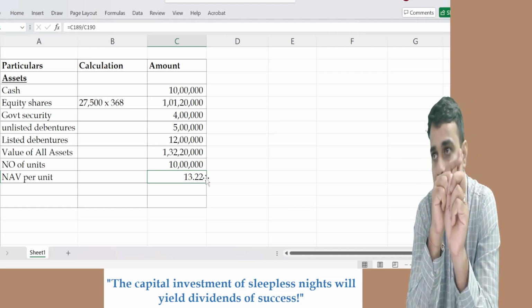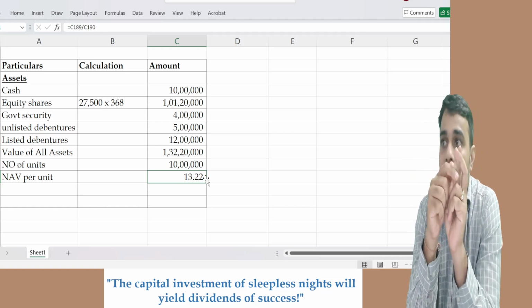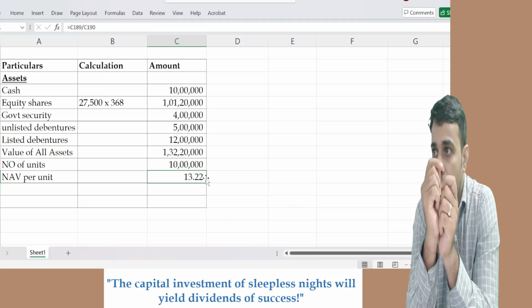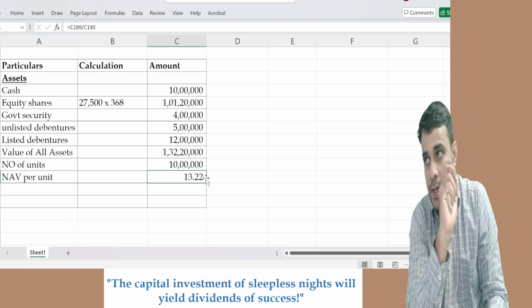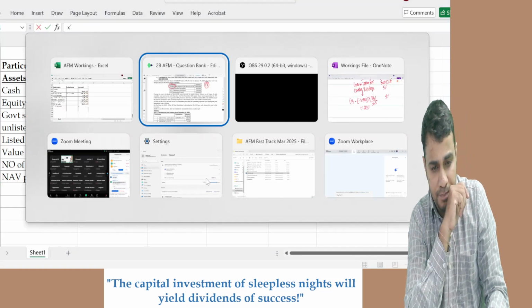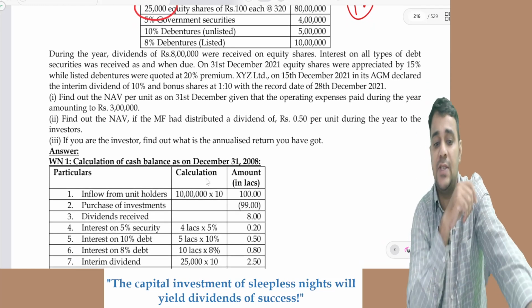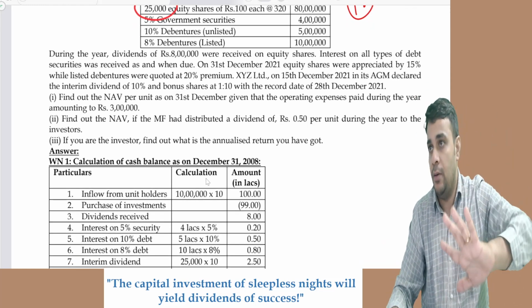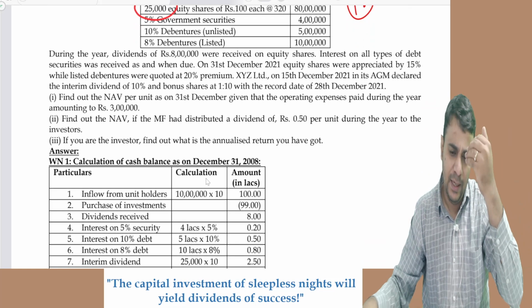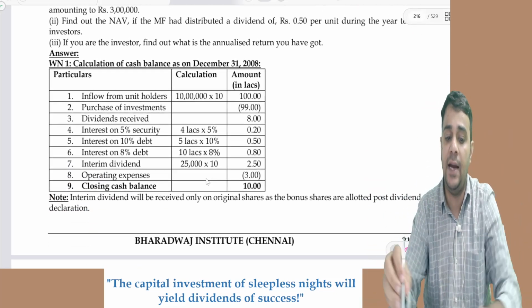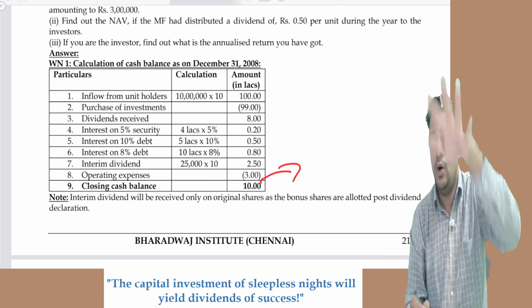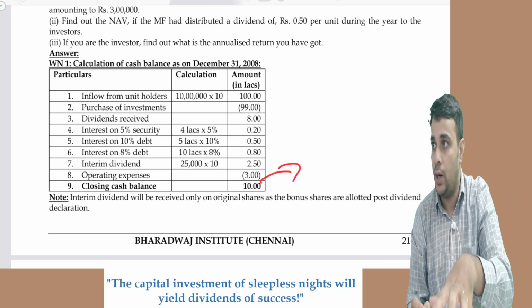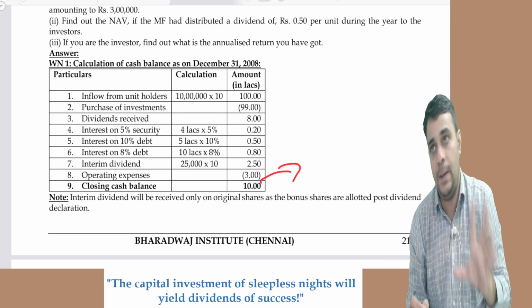One is cash tracking. Second is your income in case there is a bonus issue. The dividend income will not be applicable on the bonus shares. If MF distributes 0.5, whenever they distribute, if they had distributed, cash balance would have gone down, total assets would have gone down, NAV would have fallen by 50 paise.